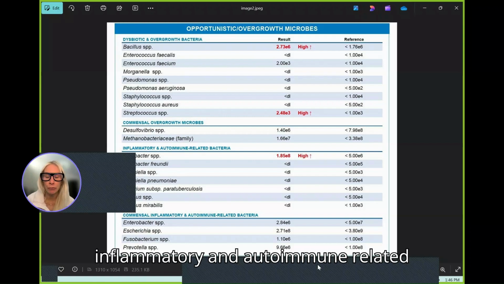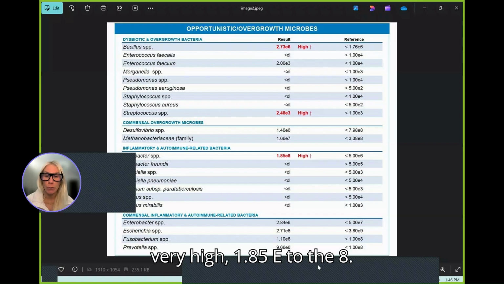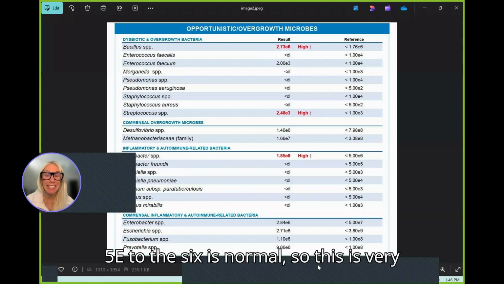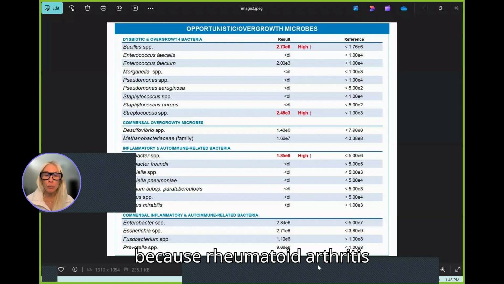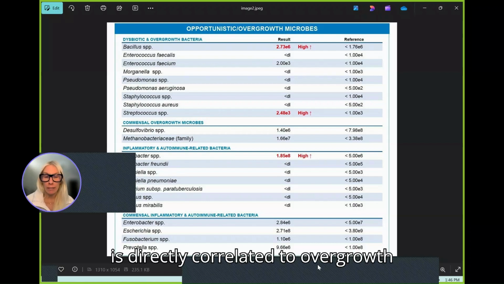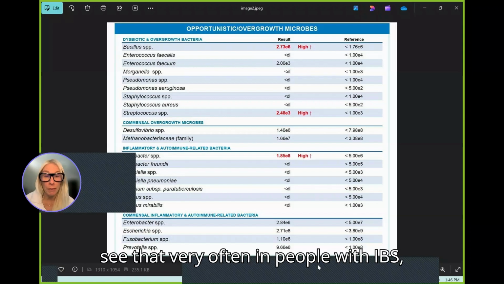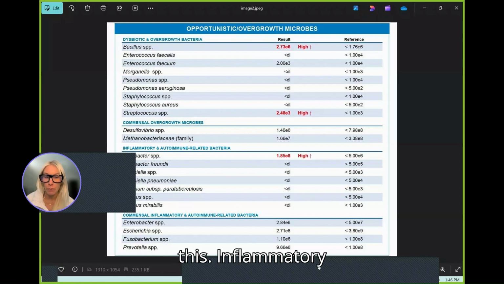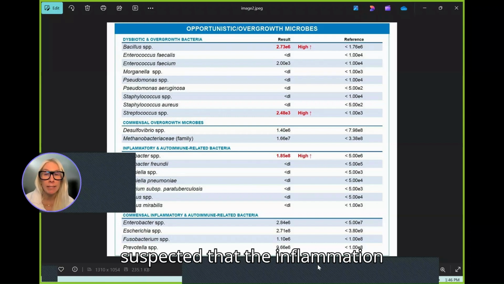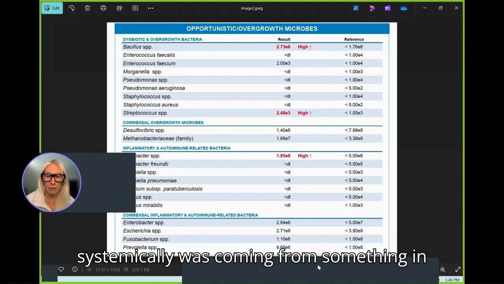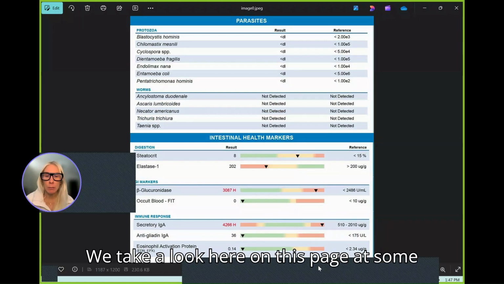Here you'll notice under inflammatory and autoimmune-related bacteria that the Citrobacter is high and very high, 1.85 e to the 8. 5 e to the 6 is normal. So this is very high, and this is very troubling because rheumatoid arthritis is directly correlated to overgrowth of Citrobacter. Also, I see that very often in people with IBS, right? Lots of inflammation coming from this inflammatory bacteria. So she was right on when she suspected that the inflammation systemically was coming from something in her gut. Citrobacter. Ding.